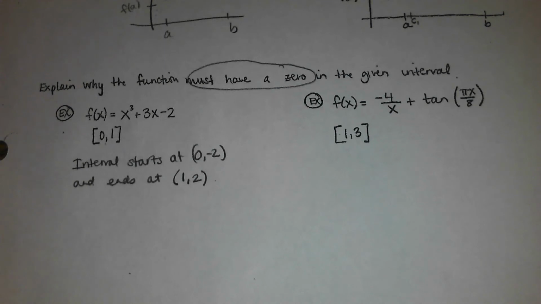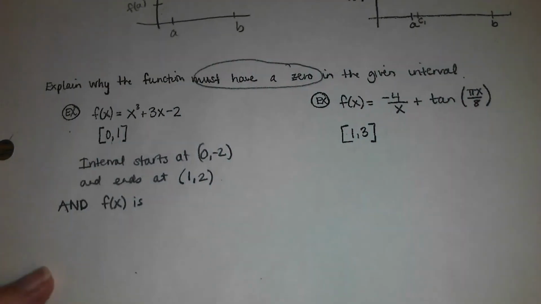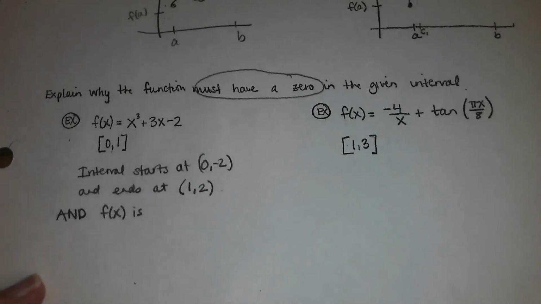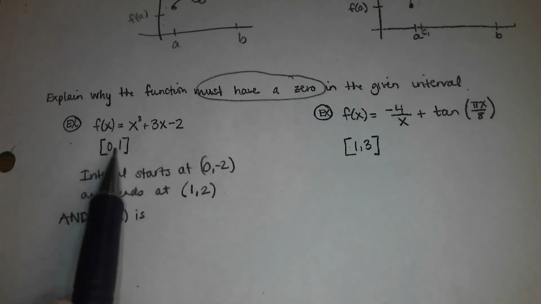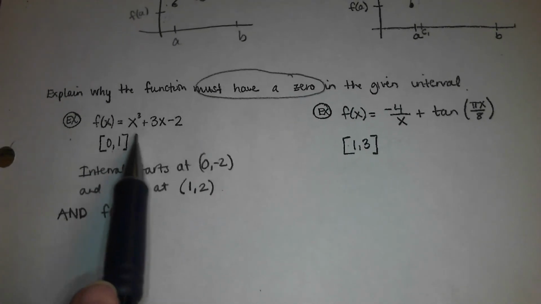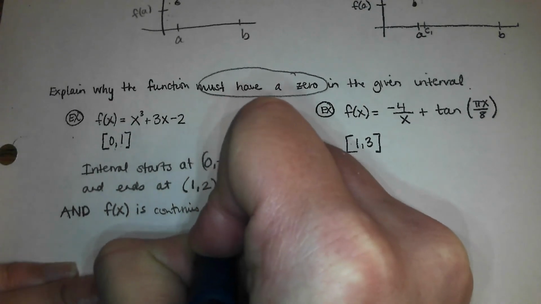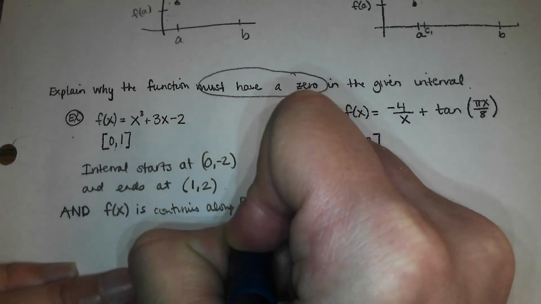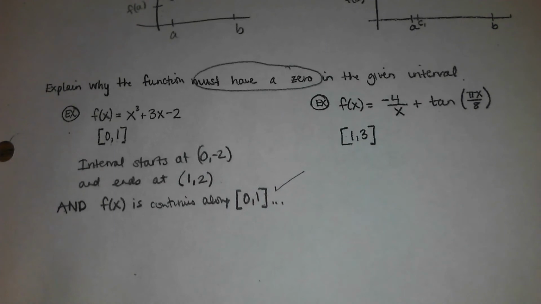And most importantly, f of x is that preliminary information that always has to be true: your function has to be continuous along that interval, right? Are we sure that this function is continuous along this interval? Yes, mainly because it's a polynomial function and they're always continuous, right? And f of x is continuous along 0 to 1. So we know it's continuous, so that's the preliminary information that has to be.